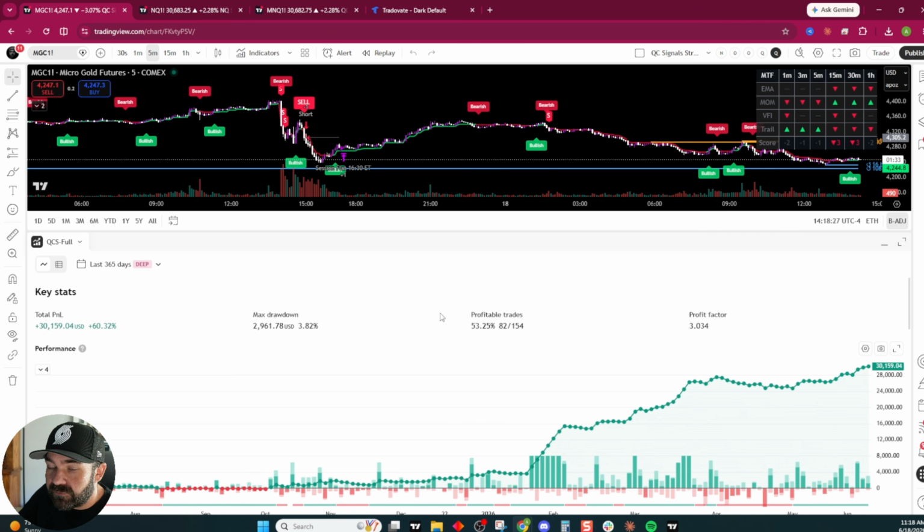So I'm going to let it run for a little bit, but if anything, this is going to be the first one that I actually turn off, I'm assuming in my head, because I'm thinking this is probably going to be the one that turns down the quickest. Total P&L, just one contract on MGC, is 30,159 for a drawdown of 2,961.